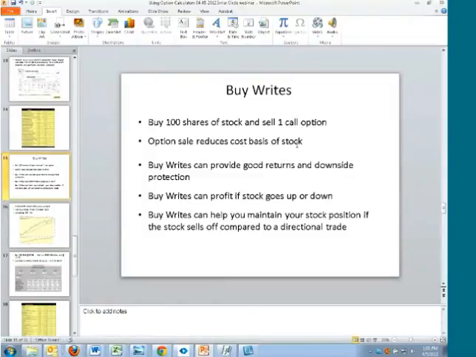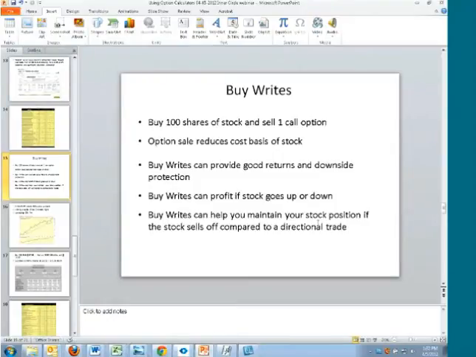So if you buy a stock and sell a 5-point call option, it'll reduce the cost of the stock by $500. And buy rights can provide good returns and downside protection at the same time. The buy rights can profit if the stock goes up or down, depending on the strike price. And just like the option spreads, the buy rights can help you maintain your stock position if the stock sells off, compared to just owning the stock, compared to just a directional trade.